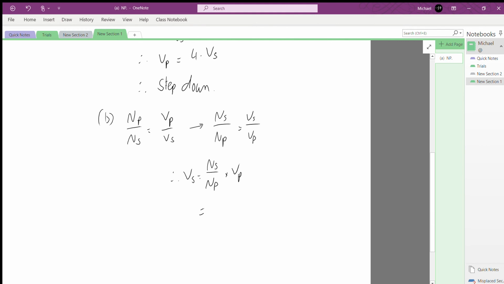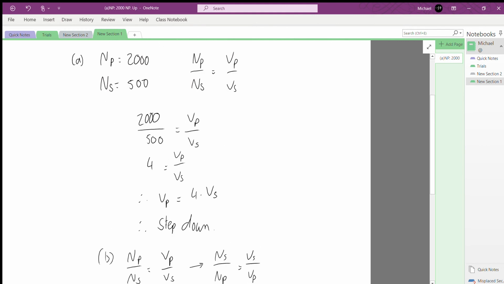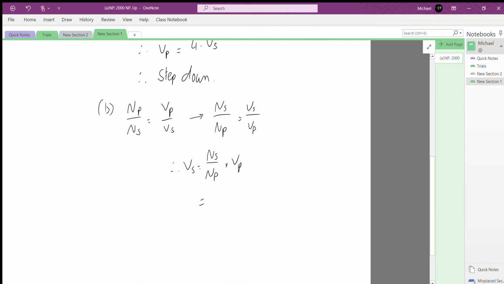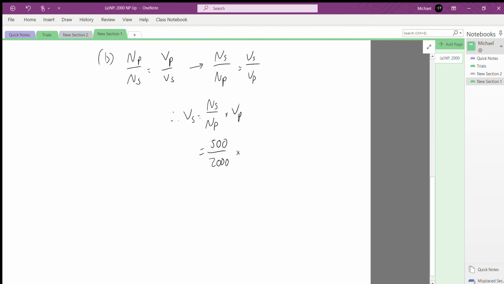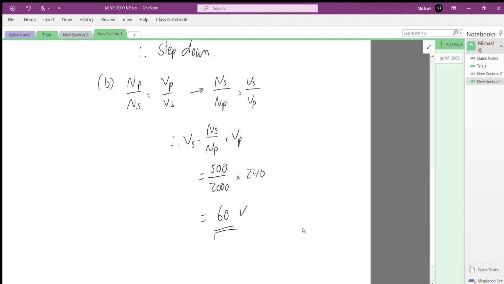numbers in again. So the number in the secondary coil was 500, primary was 2000. And the voltage in the primary coil in the question is 240. So 500 over 2000 multiplied by 240 gives 60 volts. And that's it.